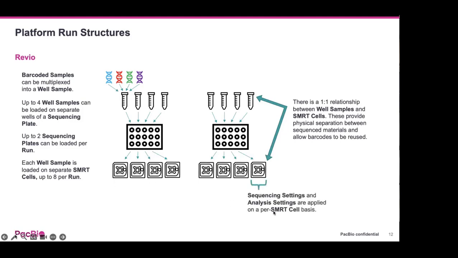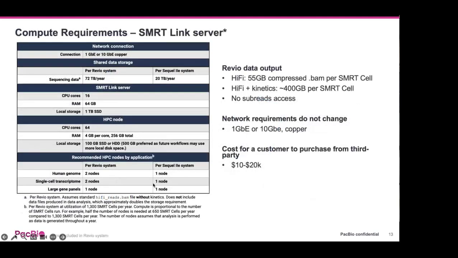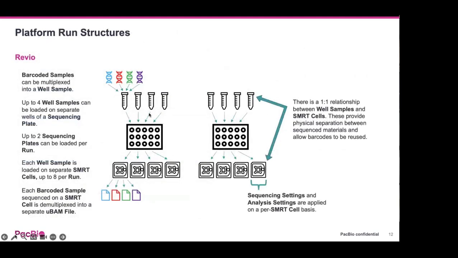Sequencing settings and analysis settings are applied on a per SMRT Cell basis, very similar to how sequencing settings are applied on a per flow cell basis for Onso. So you can think of SMRT Cells and flow cells as being roughly equivalent concepts. And then after sequencing is done, the HiFi reads are demultiplexed into separate UBAM files, 1 per barcoded sample. Any questions on this part?